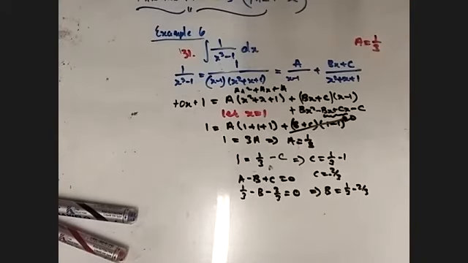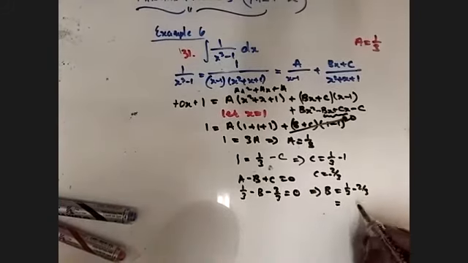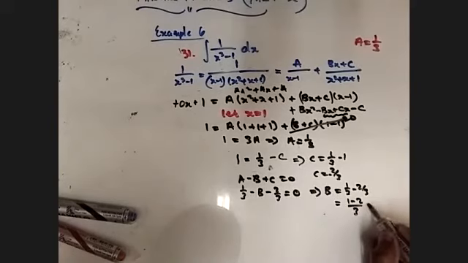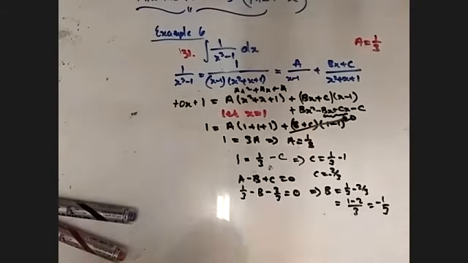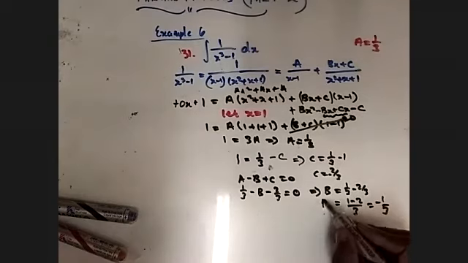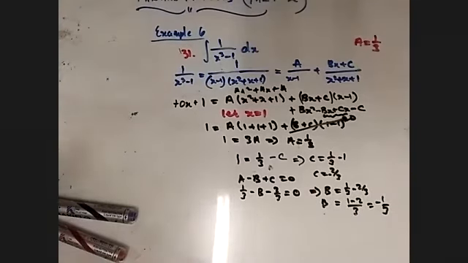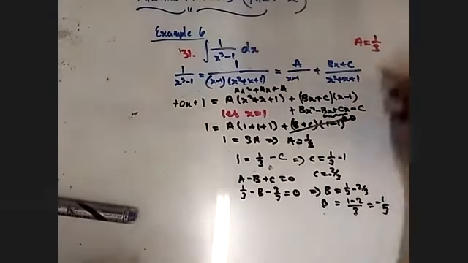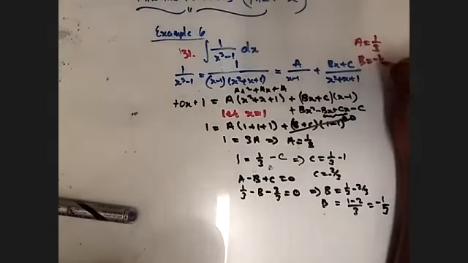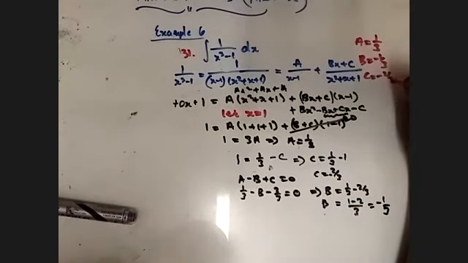I don't know what the solution to this is. Okay, 1/3 minus 2/3. Oh, I can actually check. It becomes 1 minus 2 all over 3, which is minus 1 over 3. So b is minus 1 over 3. So our a is 1/3, our b is minus 1/3, and our c is minus 2/3.